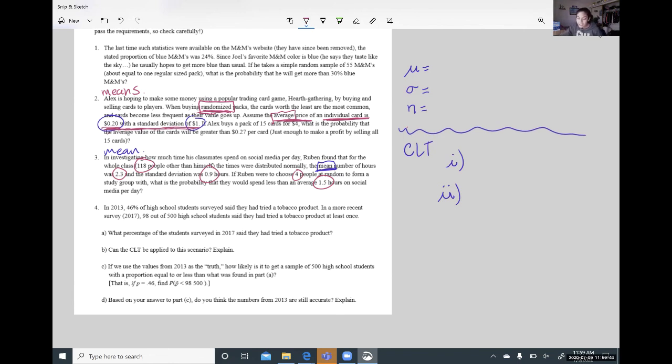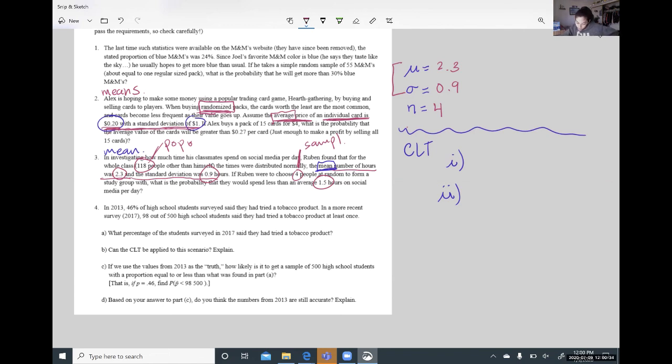The easiest one to figure out is n. What's my sample size here? 4? Yes, 4. Now this is the whole class, so this is the population and this is the sample. Now what is the mu? What is the mean? Most of the time these two come together. The mean hours was 2.3, and the standard deviation was 0.9.